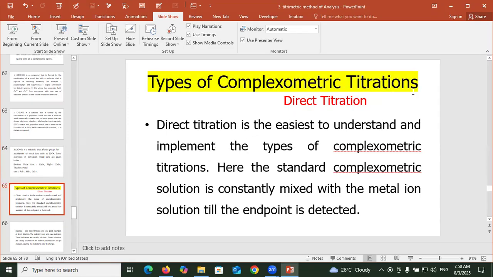Types of complexometric titration. Direct titration. Direct titration is the easiest to understand and implement. The standard complexometric solution is constantly mixed with the metal ion solution till the endpoint is detected.